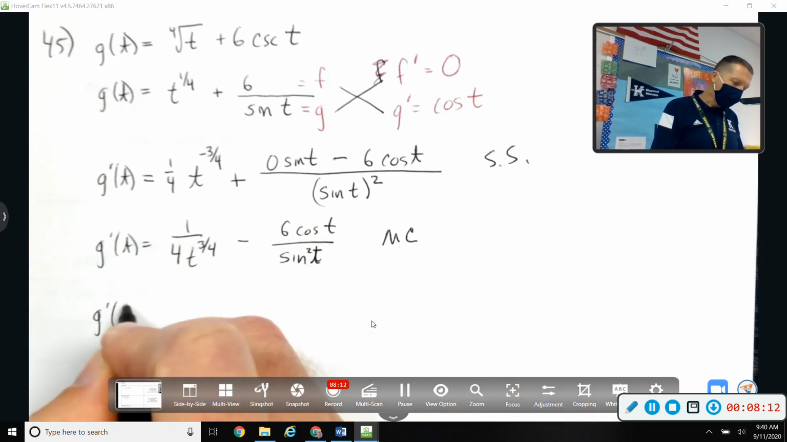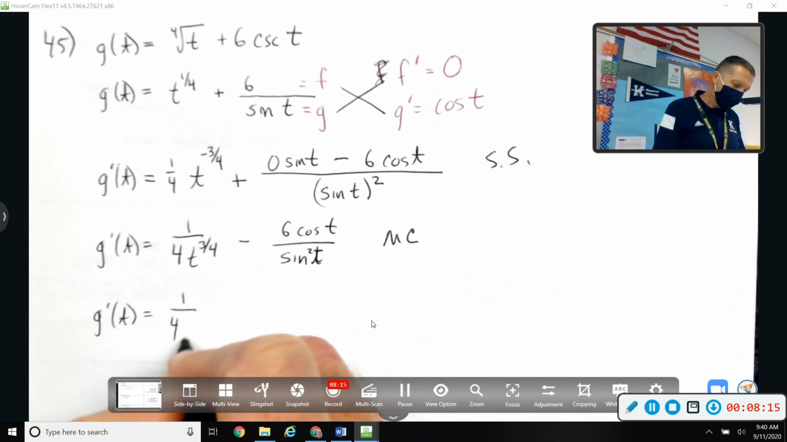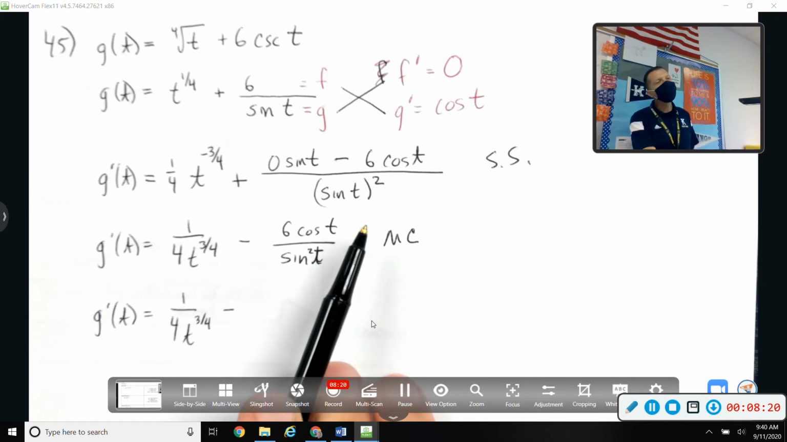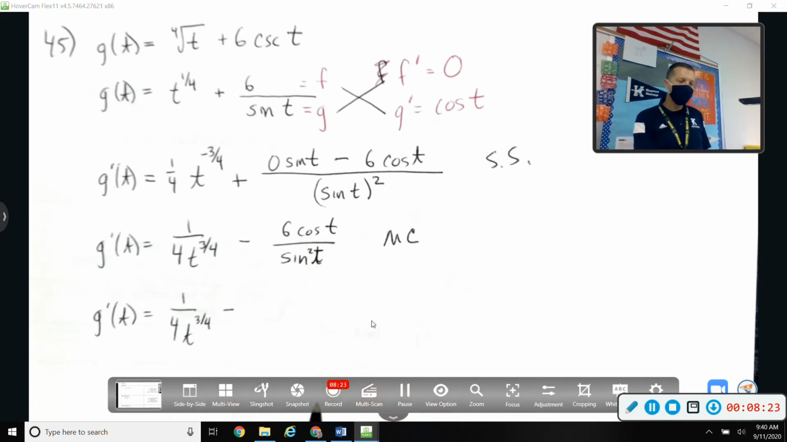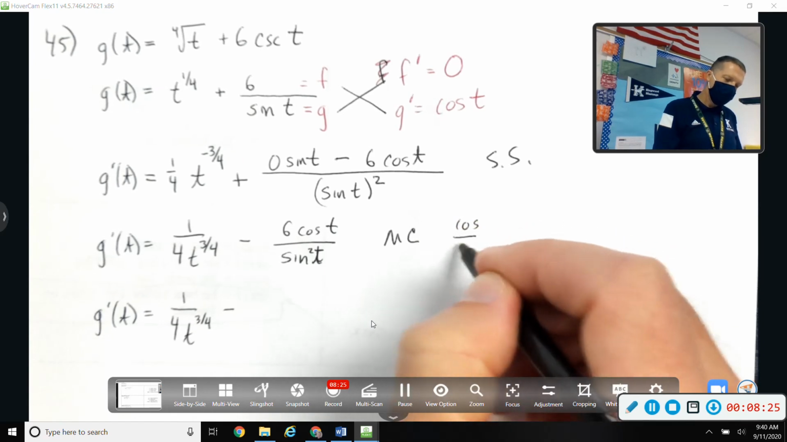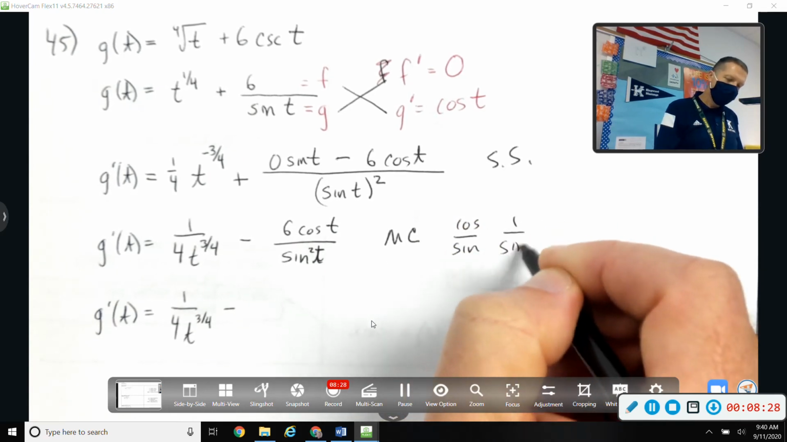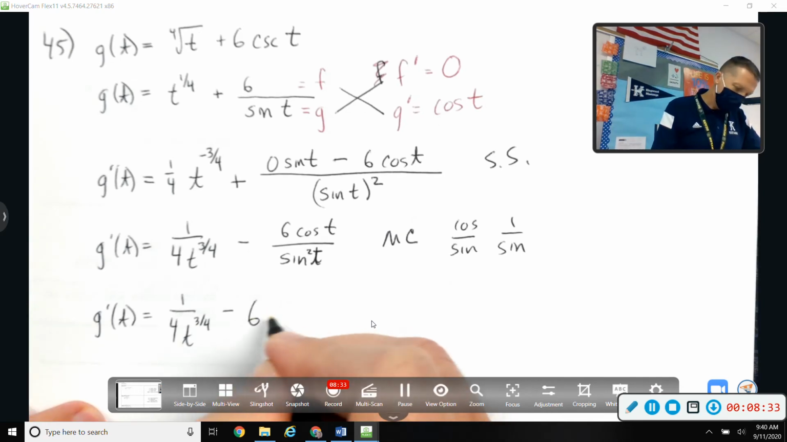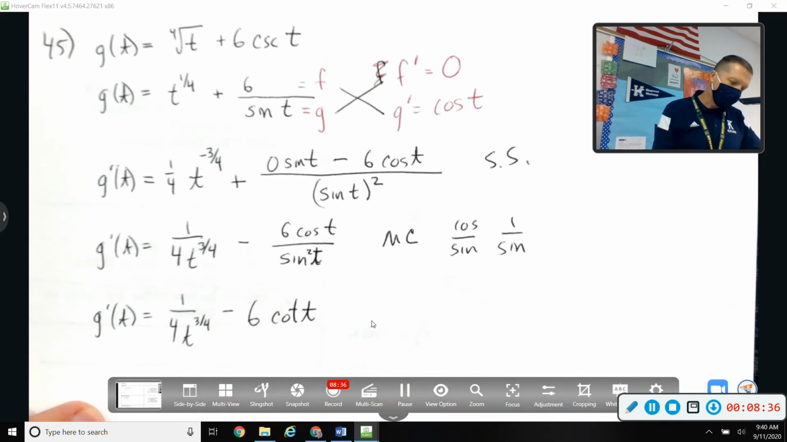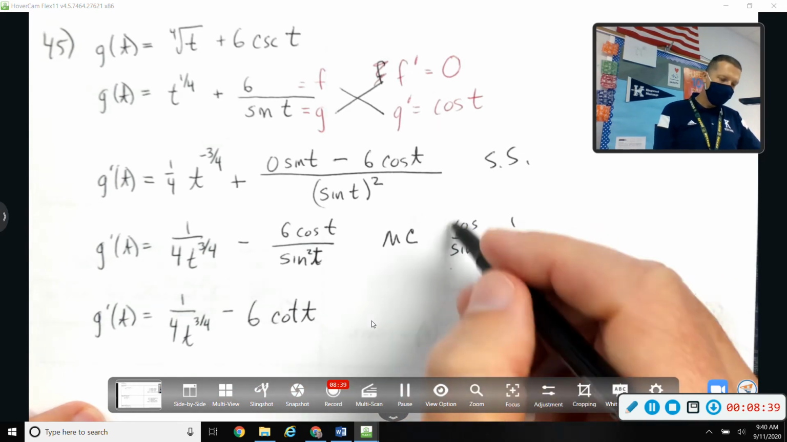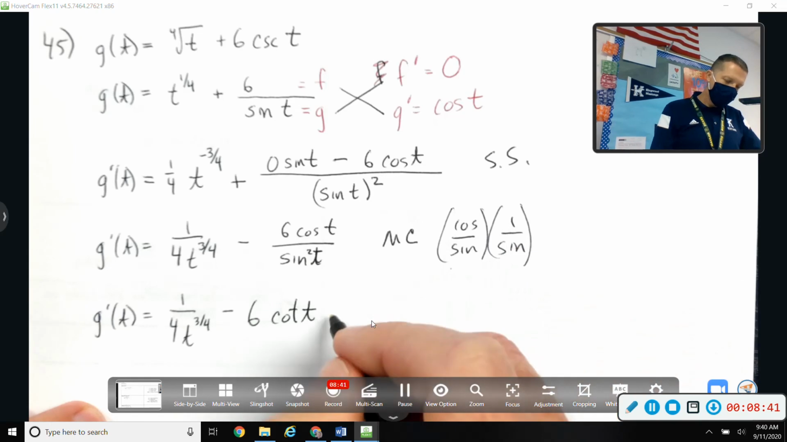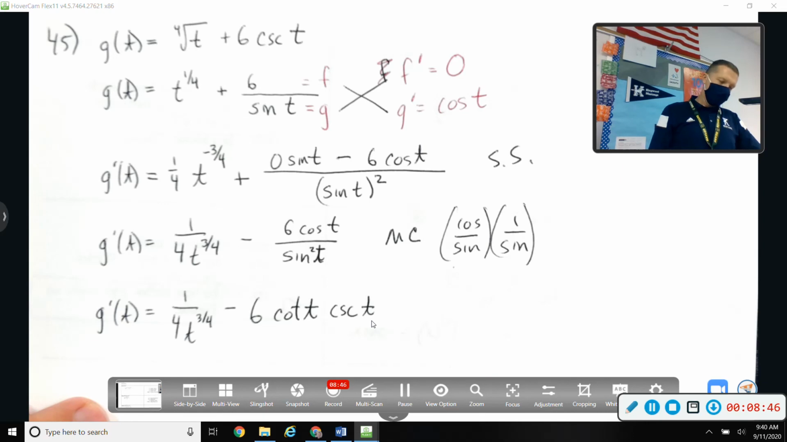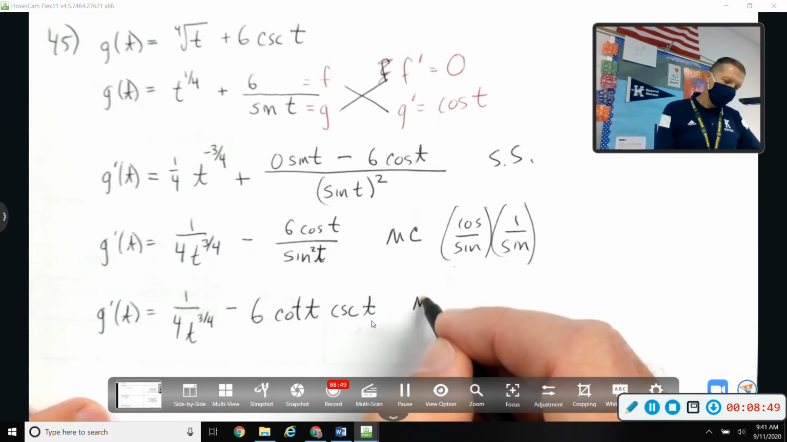Let me give you one more potential multiple choice answer. If we do some trig tricks with this, like, what's cosine over sine? Remember what cosine over sine is? Cotangent. So cotangent of t, if we did cosine over sine. And that would leave 1 over sine, which is cosecant. That might be a multiple choice answer.